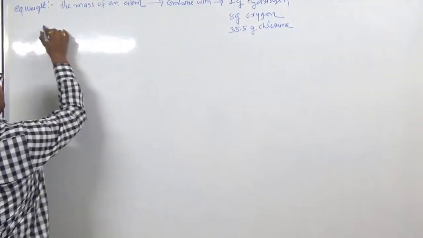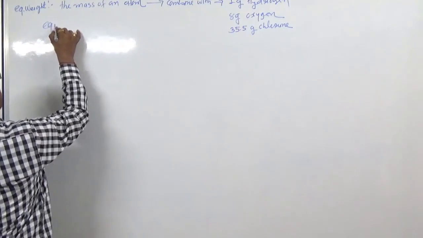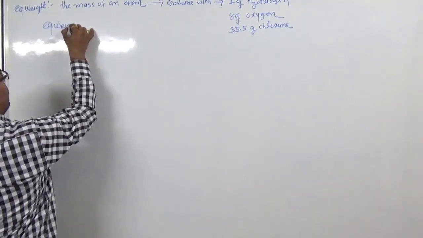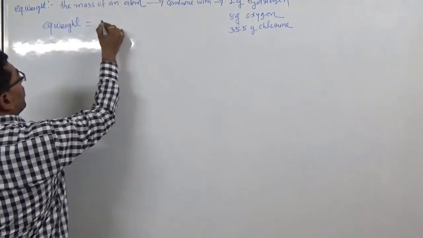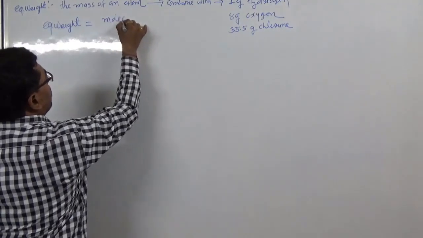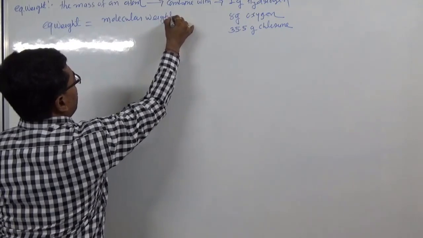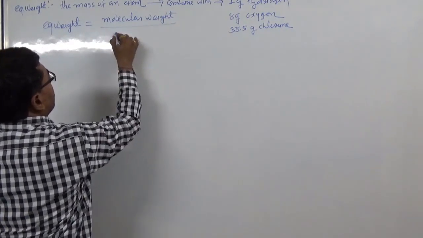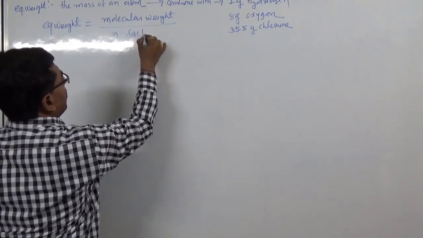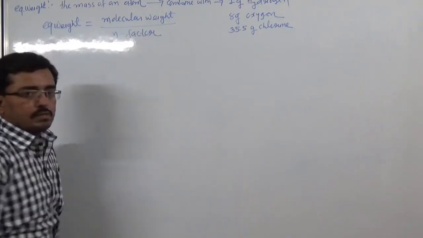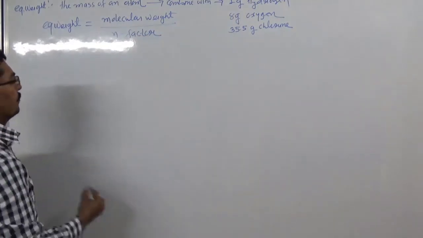Equivalent weight can be found out by using this formula. Equivalent weight equals molecular weight divided by n factor. Then we will get the equivalent weight. Now the question will arise, what is meant by n factor and how to find it?